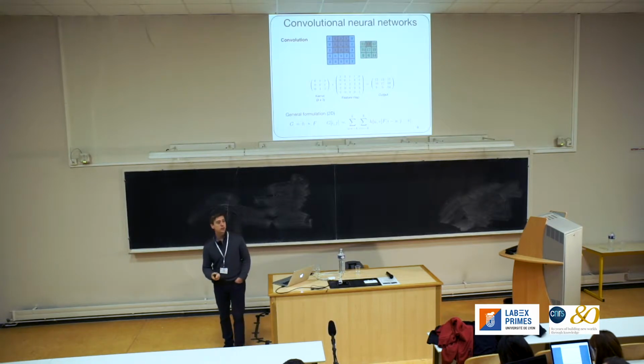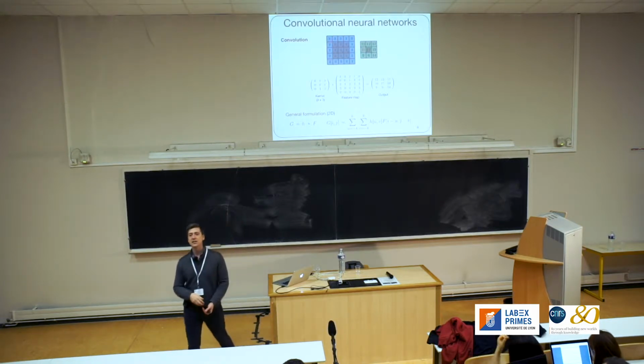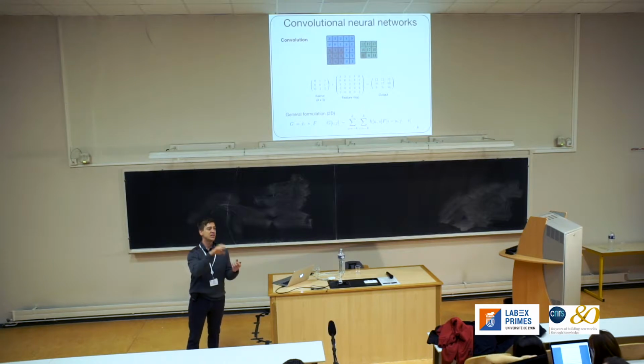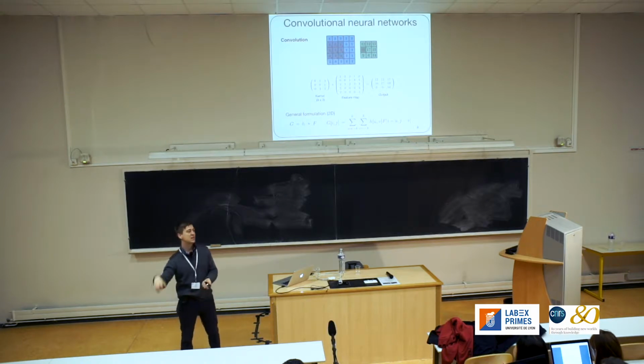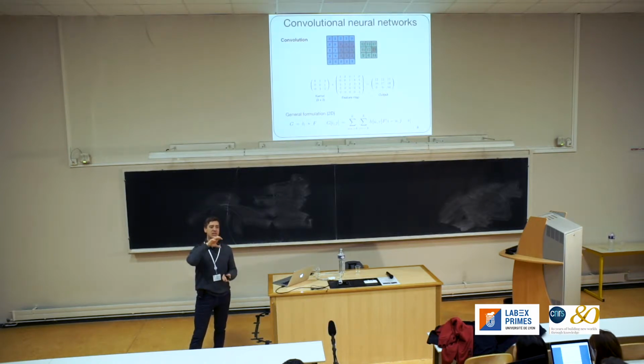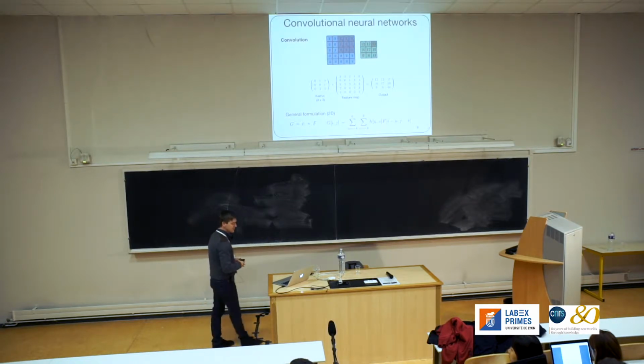Okay, so what is a convolution? Well, basically, we have an image. We take the convolution filter and we slide it at every position of the image. And then we take the values of the image at that position, the values of the convolution filter, and we do a dot product. Okay, it's as simple as that.